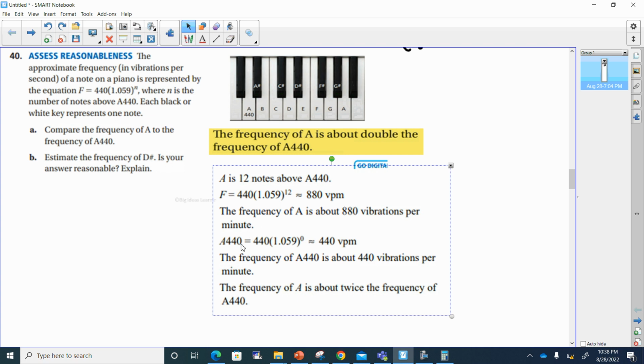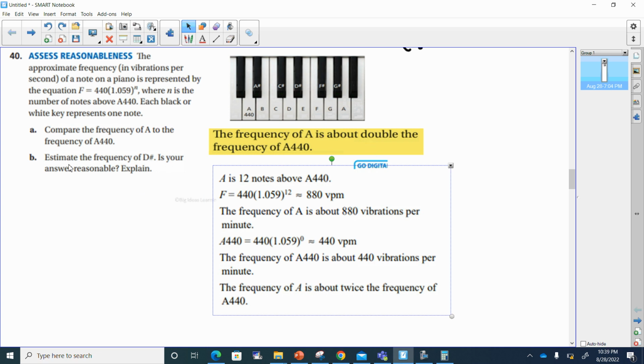Now it's saying that means A 440 equals this to the 0 power equals 440. Anything to the 0 power is 1, so it's itself times 1, right? And the frequency of A 440 is about 440 vibrations per minute. So the answer is 440. Okay, it's about twice the frequency because 880 is about twice 440. All right.